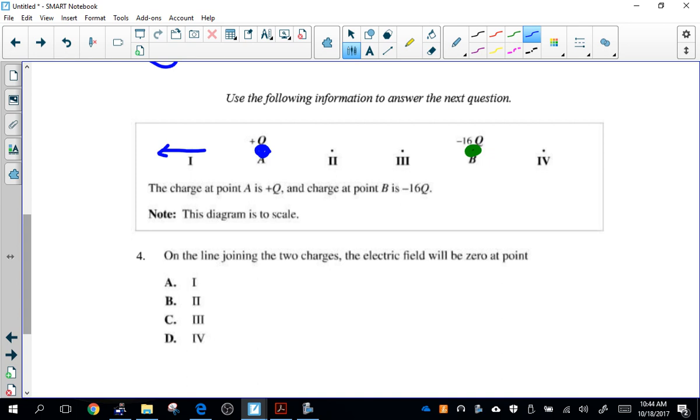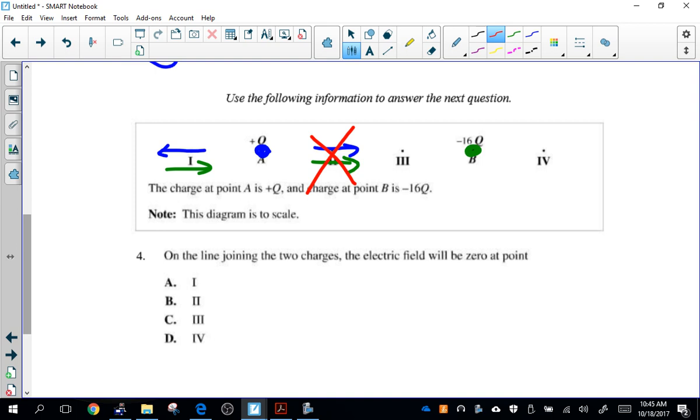The field caused by B is this way. Now, we don't know their values, so I don't know if they're equal to each other yet, but we know that they're opposite direction. What about number 2? Away from the positive toward the negative. Well, that can't be, right? We can't make a net electric field of 0 when they're going in the same direction.